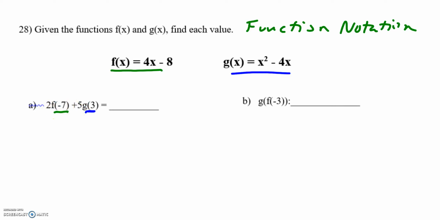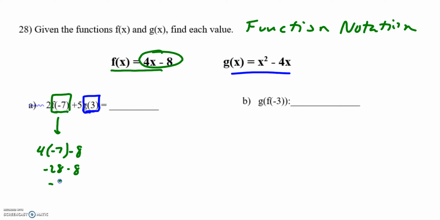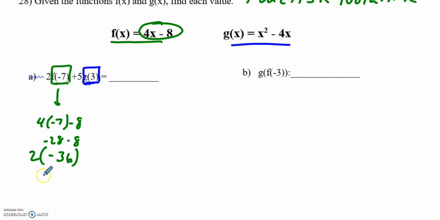Well, what this one means is once I find my answer for f of -7, I'm going to multiply it by 2. And this one, once I find my answer of g of 3, I'm going to multiply it by 5. So if I find f of -7 first, I'm going to plug -7 in here. 4 times -7 minus 8 would be -28 minus 8, or -36. However, I still need to multiply -36 times 2, which would get me -72.